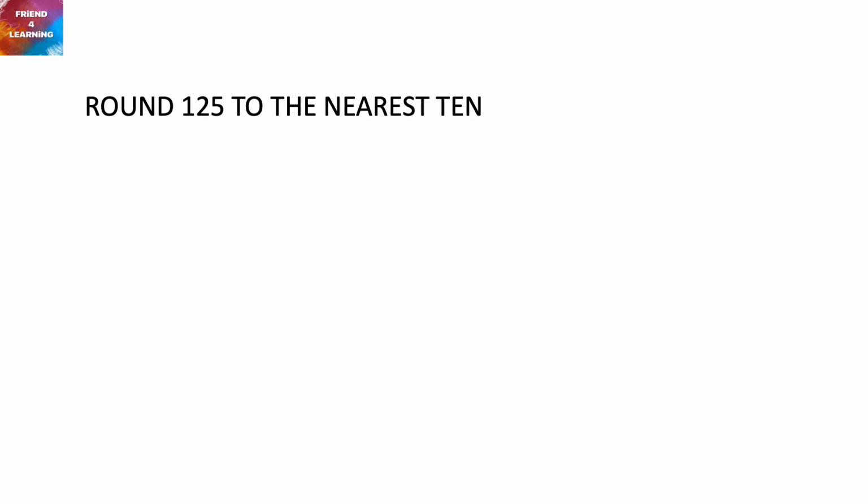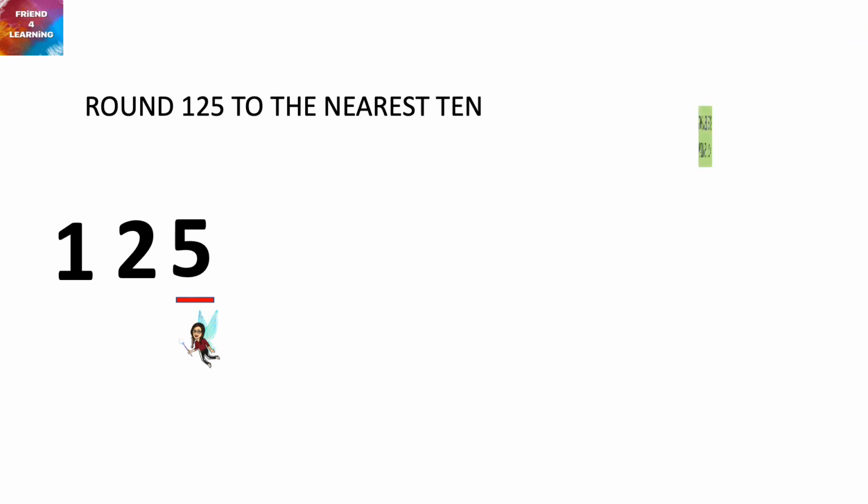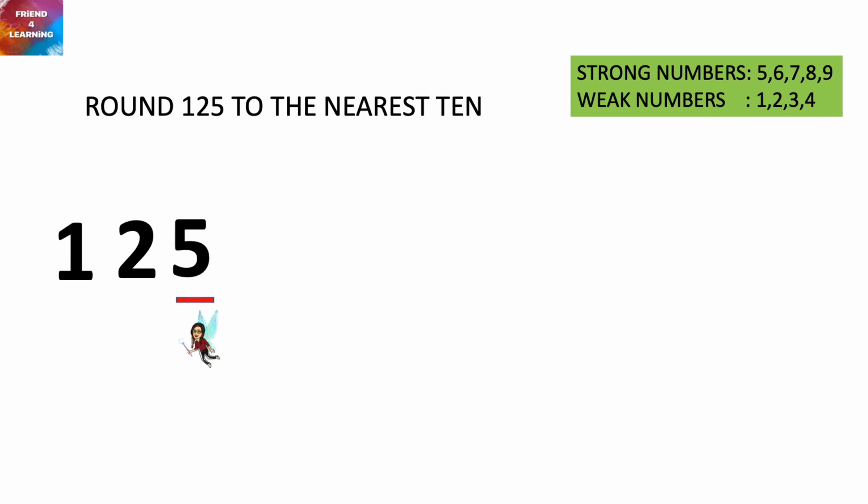Here, what is the number? 125. And look at the last digit number. What is the number? It's 5. And let's check whether it comes under the strong or the weak category. Oh, 5 comes under the strong number category.